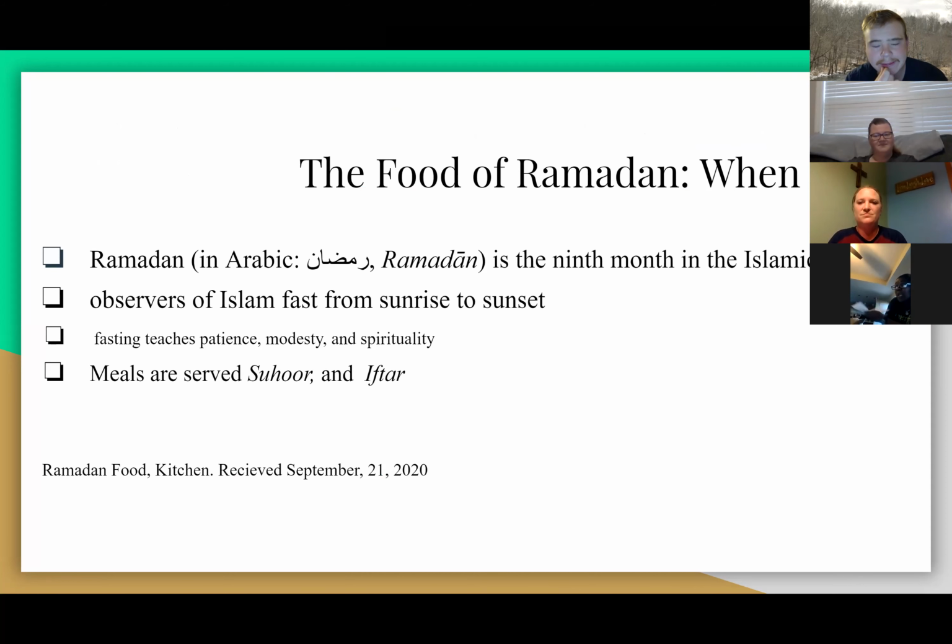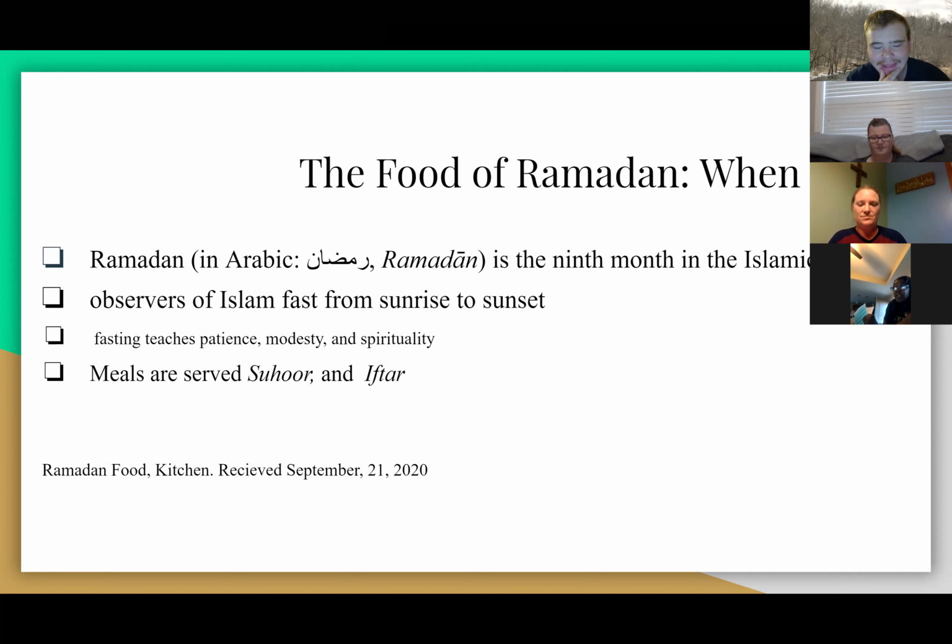Ramadan is the 9th month in the Islamic calendar. That's where Muslims observe and don't eat from sunrise to sunset. They eat different kinds of food. They mostly drink water for the fasting time. They can drink water throughout the day, but they can't have anything that has nutrition and stuff like that.